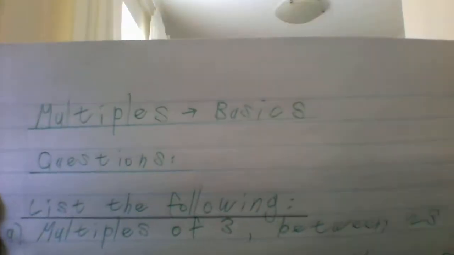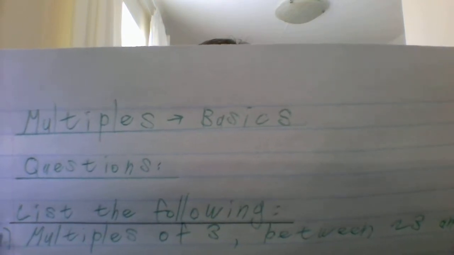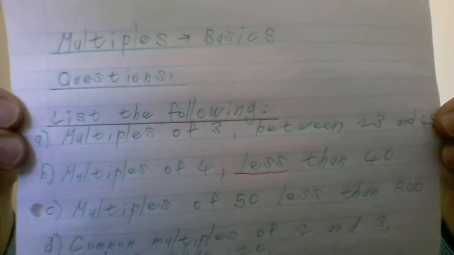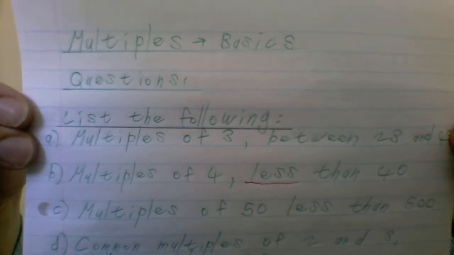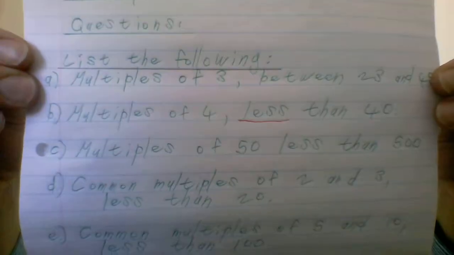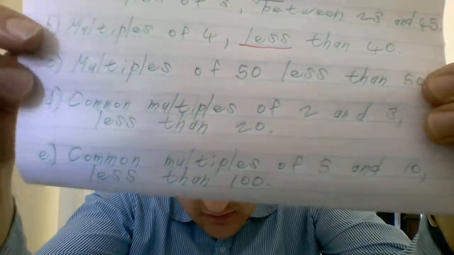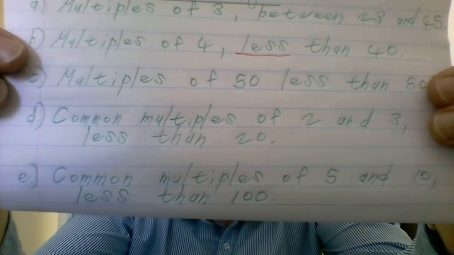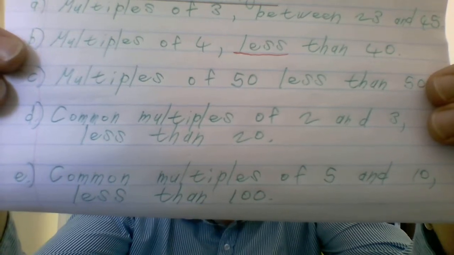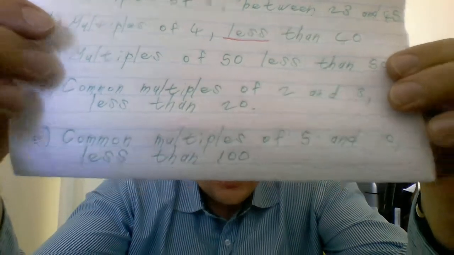I don't know if you want to write it down first. Maybe you can just pause the video and quickly write it down. I'll just hold it closer for you. Then I raise it up a bit so you can see number E as well. Question E, common multiples of 5 and 10 but less than 100. So now I'm going to do the answers, one at a time.